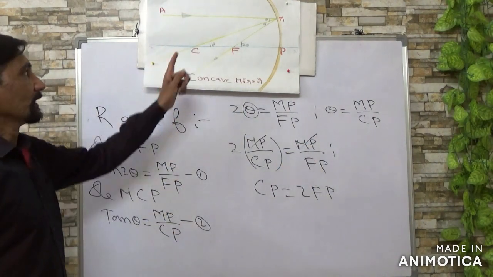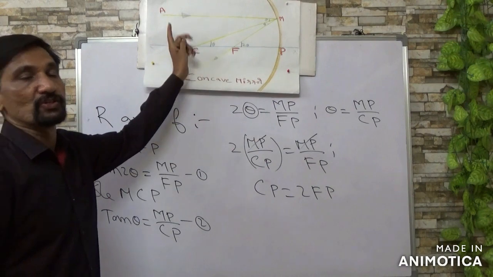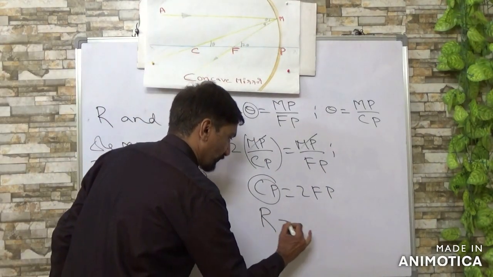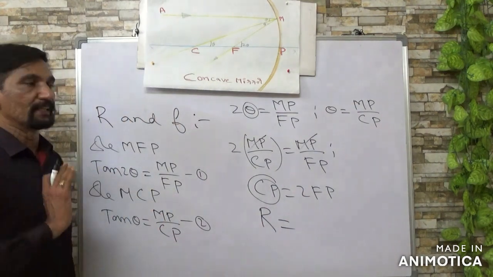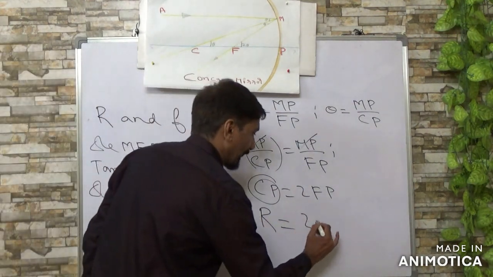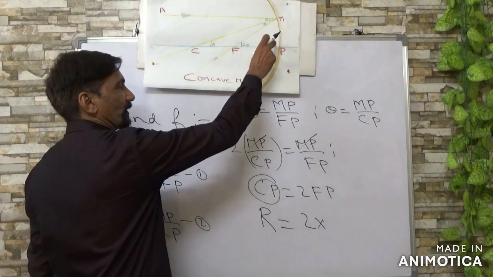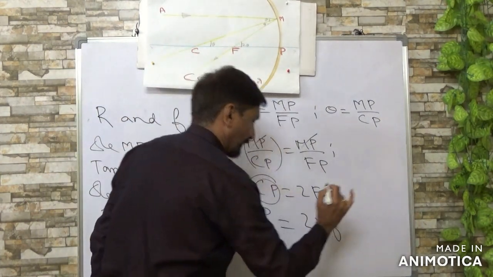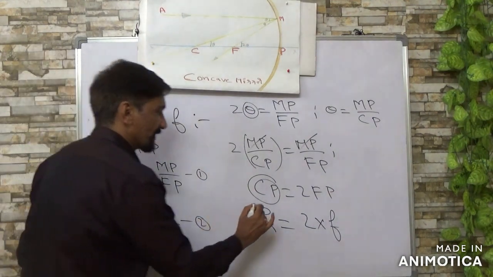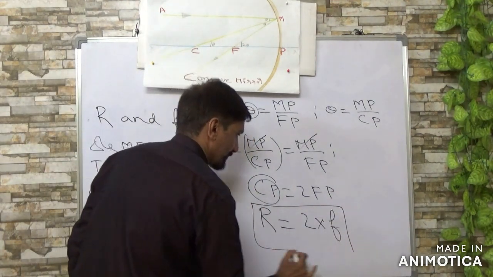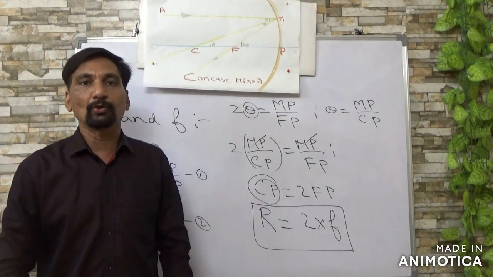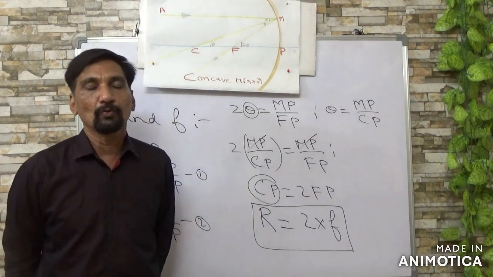The distance from center of curvature to pole is the radius of curvature, which is equal to 2 times the distance from pole to focus, that is the focal length. So it is a very important relation. Remember, radius of curvature is always equal to 2 times the focal length.